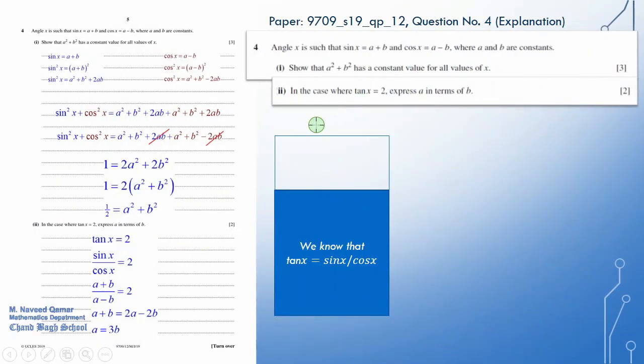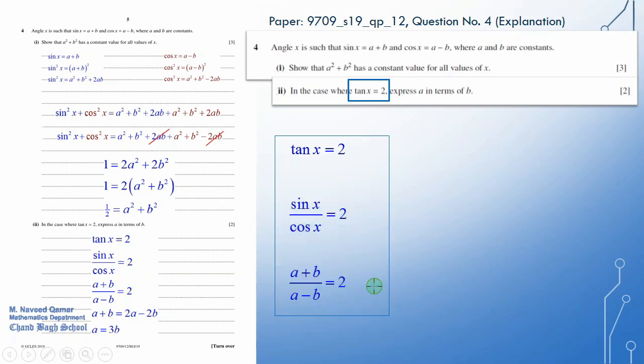In the second part of the question, we have to express a in terms of b, given that tan x is equal to 2. For this we use the fact that tan x is equal to sin x over cos x. Now put the value of sin x and cos x in the equation, and by making a the subject of the equation, we have a is equal to 3b as required.